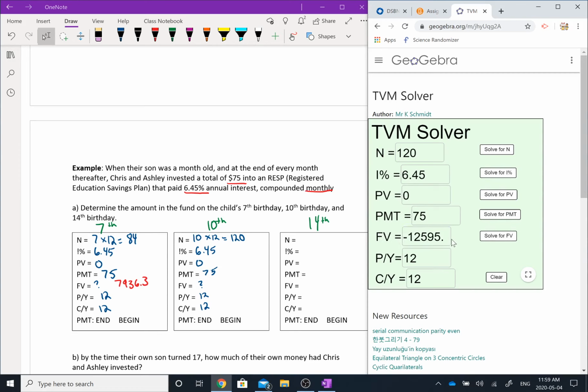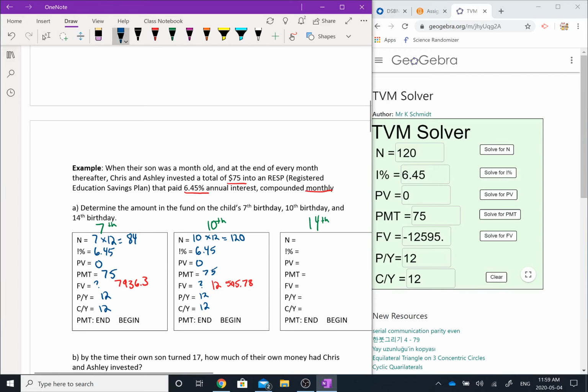We might have to click into it because it is going to be a little bit larger. But when we click on it, we can see that the new value is $12,595.78. Again, don't worry about the negative, just focus on the number.